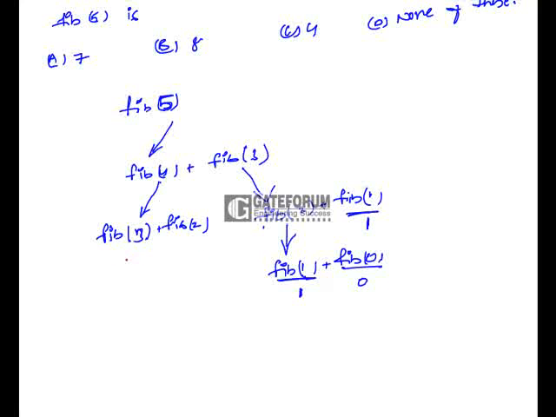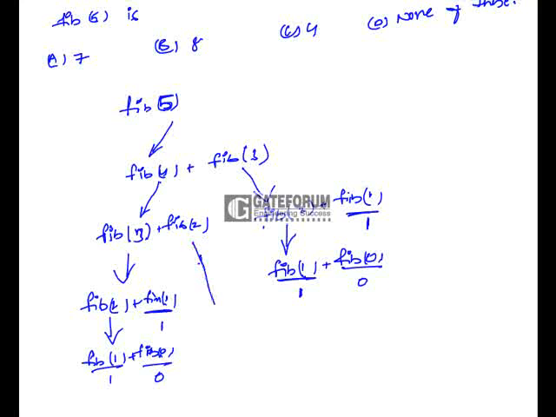Here Fibonacci of 3 is Fibonacci of 2 plus Fibonacci of 1. Here again Fibonacci of 2 is nothing but Fibonacci of 1 plus Fibonacci of 0. So this will return 1 and this will return 0. This will return 1. Fibonacci of 2 is nothing but Fibonacci of 1 plus Fibonacci of 0. So this will return 1 and this will return 0.